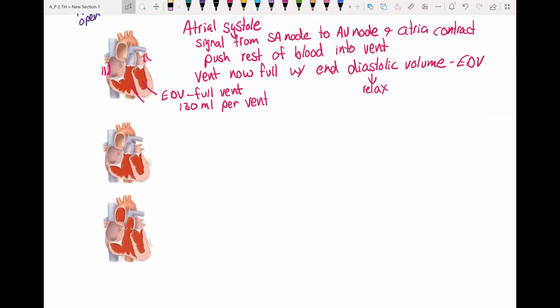Next, we're ready for the ventricles to contract. Now we have the ventricles contract in two stages. So we're going to have early ventricular systole, then late ventricular systole. So now that signal is in the Purkinje fibers. Remember, the signal comes down the septum, it gets to the apex, and then it starts to go up the Purkinje fibers.